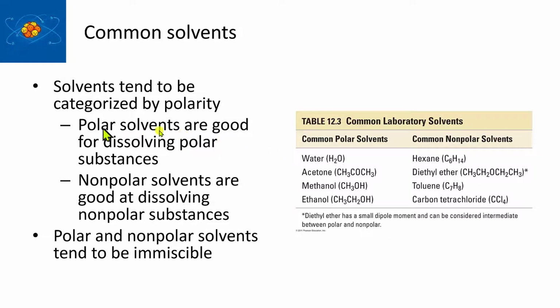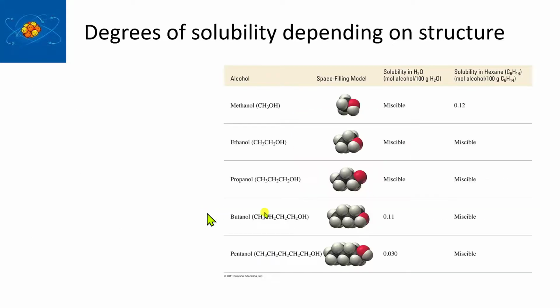Polar solvents tend to dissolve polar substances, right? And nonpolar solvents tend to dissolve nonpolar substances, but there are degrees to which that can occur. The more hydrocarbon-like the structure becomes, the less likely it is to be able to dissolve something that's polar. But the less hydrocarbon portion, the more hydrogen bonding portion as a percentage, the more likely you'll be able to dissolve a polar substance.